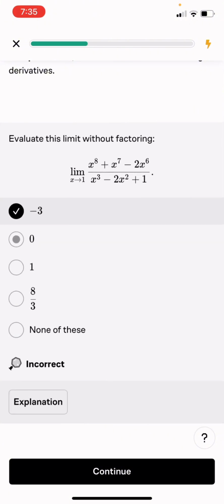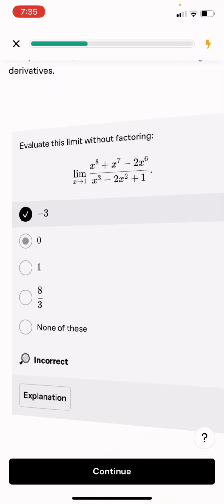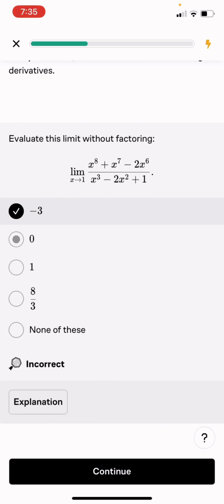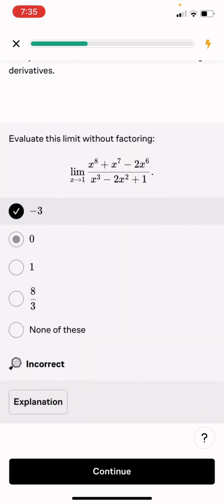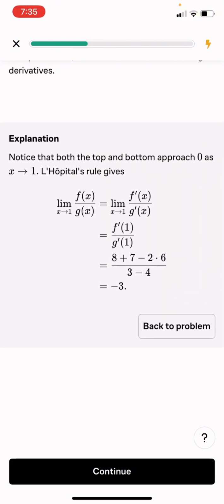8 plus 7. Oh, right. I understand this now. Finally. Yeah, simplify.